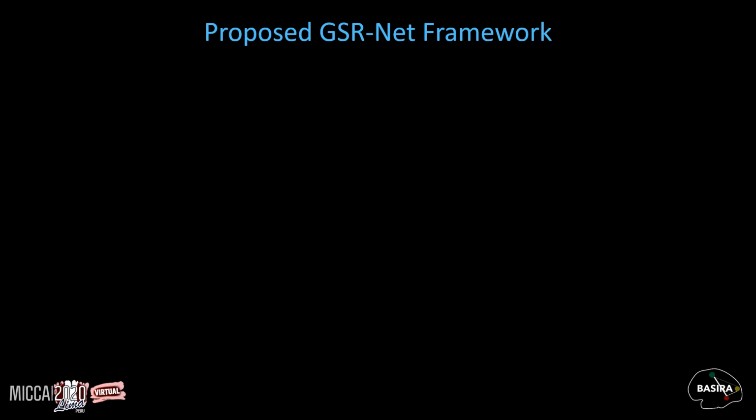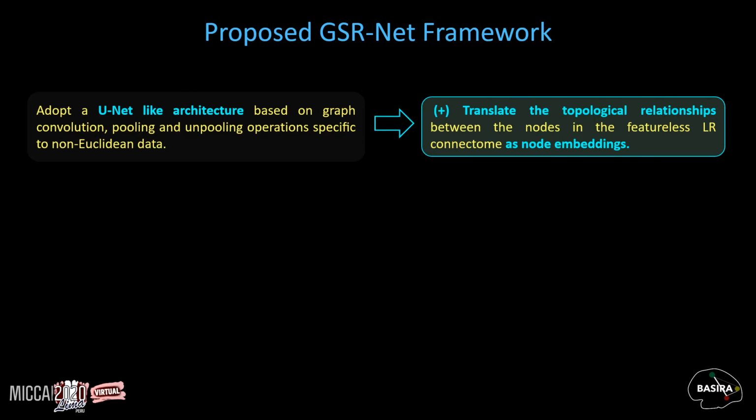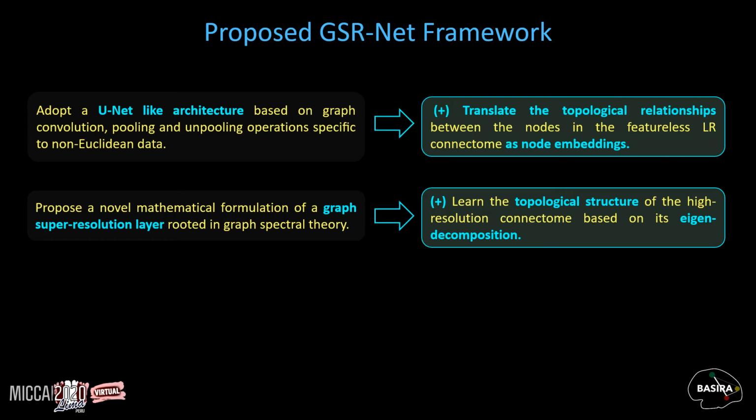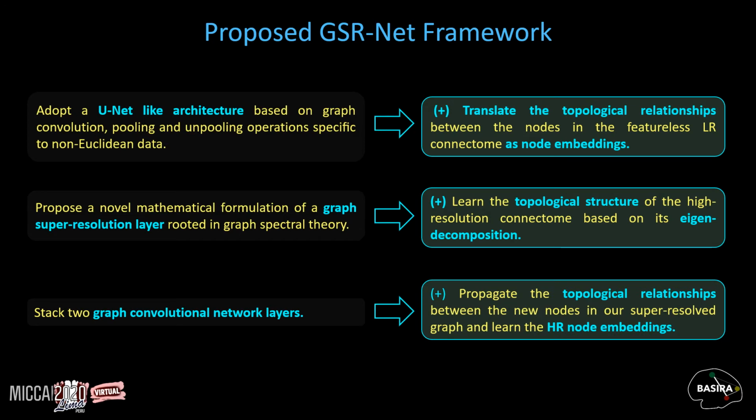In our proposed GSR-Net framework, firstly, we adopt a U-Net-like architecture based on graph convolution, pooling and unpooling operations specific to non-Euclidean data. The graph U-Net block translates the topological relationships between the nodes in the featureless low-resolution connectome as node embeddings. Secondly, we propose a novel mathematical formulation of a graph super-resolution layer rooted in graph spectral theory. Our graph super-resolution layer learns the topological structure of the high-resolution connectome based on its eigendecomposition. Thirdly, we stack two graph convolutional network layers. This propagates the topological relationships between the new nodes in our super-resolved graph and learns the high-resolution node embeddings.